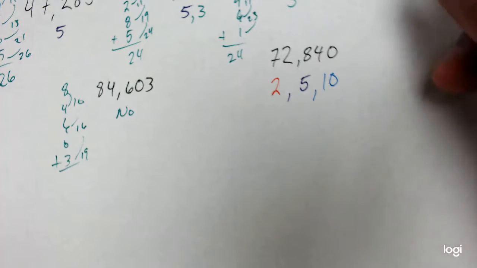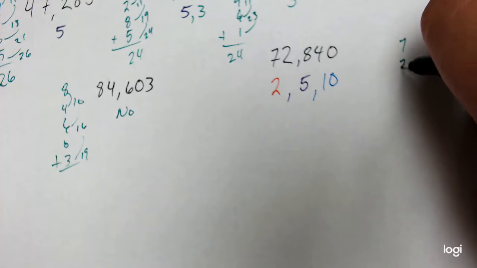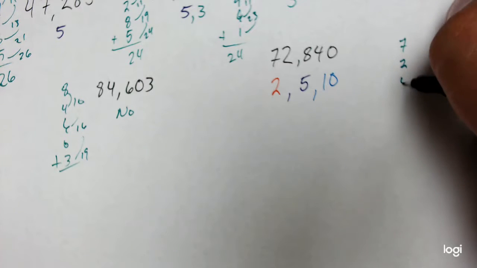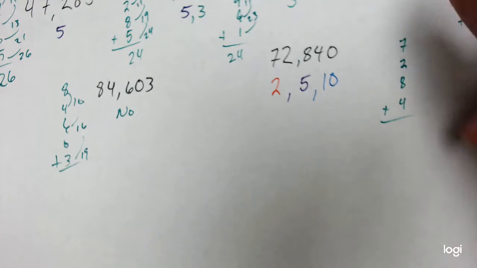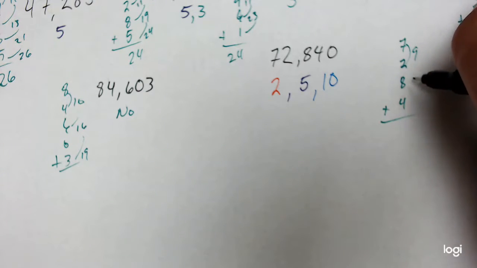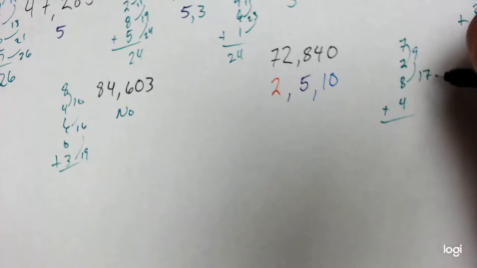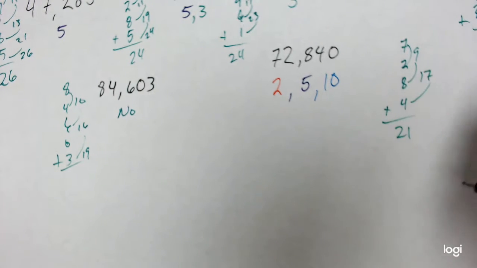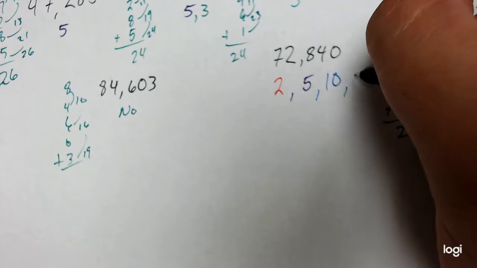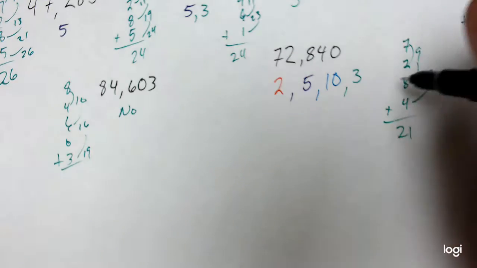Now the last one, this one has worked for every number. Let's see if it works for 3 too. We have 7, 2, 8, 4. I'm skipping the 0 at the end. 7 and 2 is 9. 9 and 8 is 17. 17 and 4 is 21, which is divisible by 3. So this number is divisible by all 4.